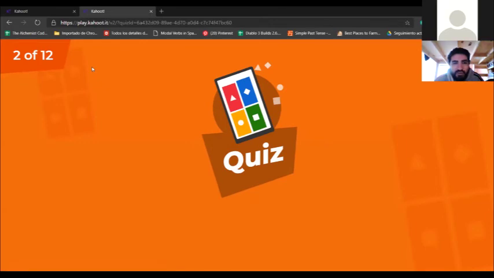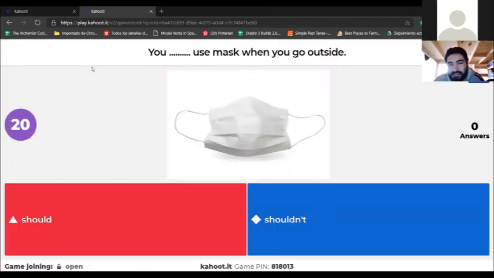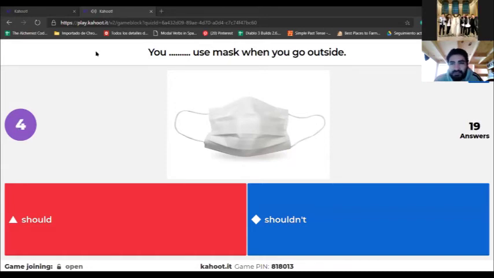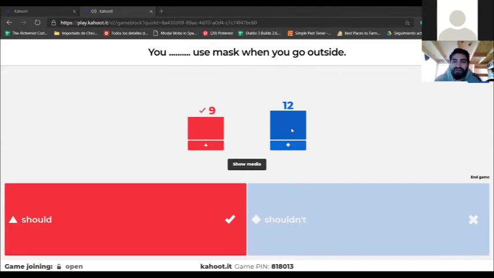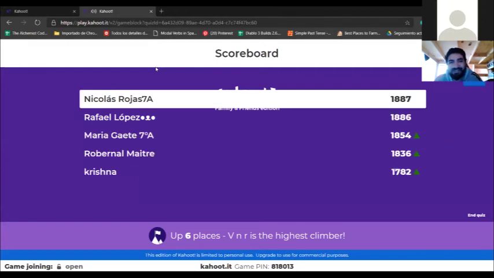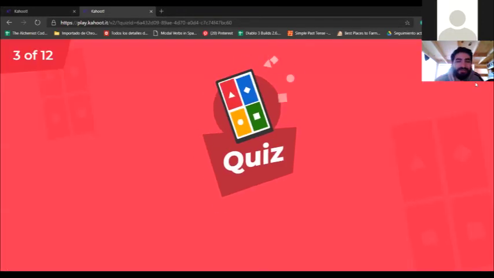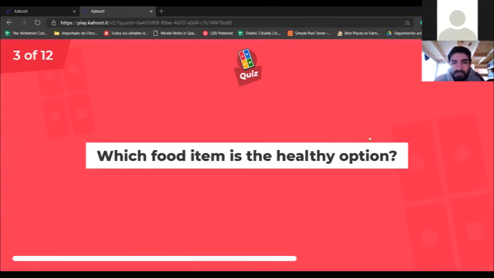Okay, let's move on. So you use mask when you go outside. You should or you shouldn't? You should always use your mask. Y esto es una enseñanza. Si salen, tienen que usar sus máscaras. Always use your mask. Always. Let's move on.